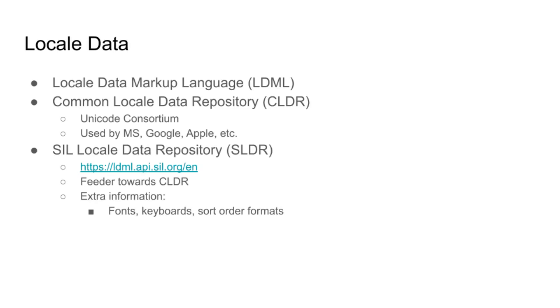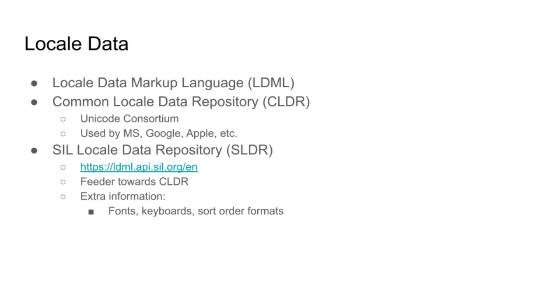Locale Data Markup Language is an XML file format that contains all kinds of information about an orthography. The CLDR, the Common Locale Data Repository, which is run by Unicode, is a central repository of about 300 languages. And it's used by Microsoft, Google, Apple, all the big boys. Everybody is using this data set. They weren't in the past, but they've all agreed now that it's the best thing since sliced bread, and they're using it. It's great. Problem is, it doesn't really support all the myriad of minority languages that we deal with.